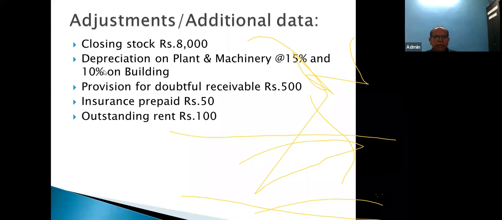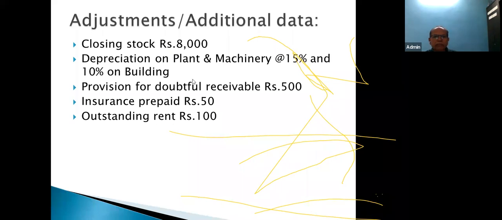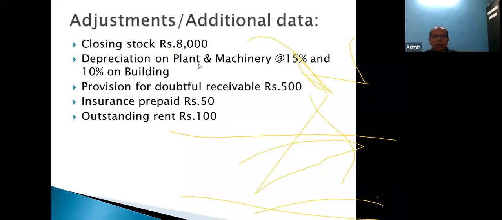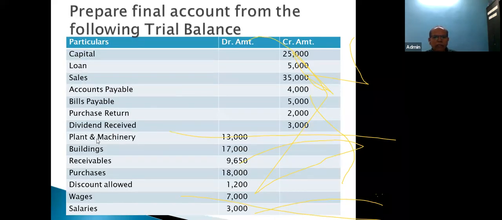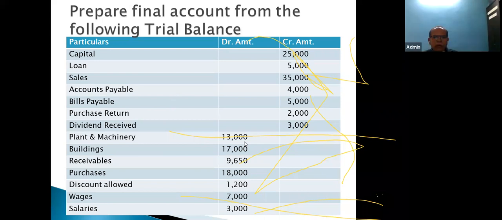Now, second adjustment: depreciation on plant and machinery at the rate of 15% and 10% on building. So depreciation on plant and machinery, 15%. First we have to calculate the depreciation amount. What is the value of plant and machinery? Because the value is also required. Look here, plant and machinery value is how much? 13,000. So calculate 15% on 13,000. Calculate how much amount it is coming.